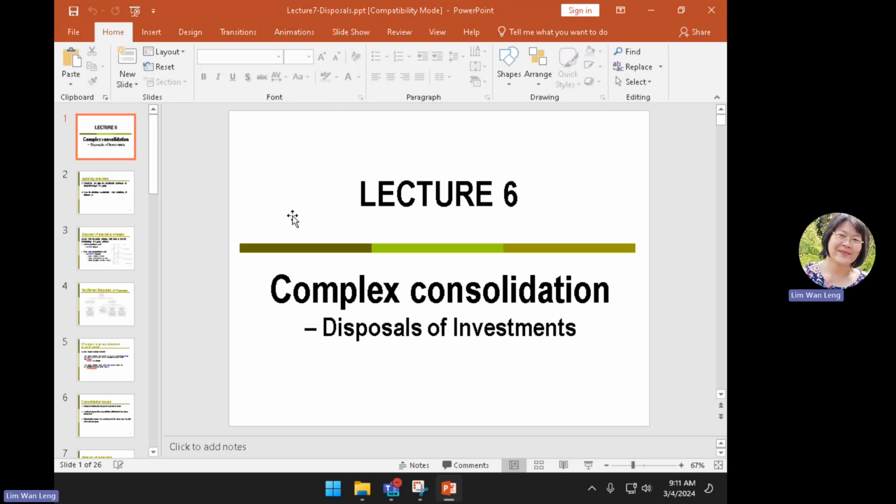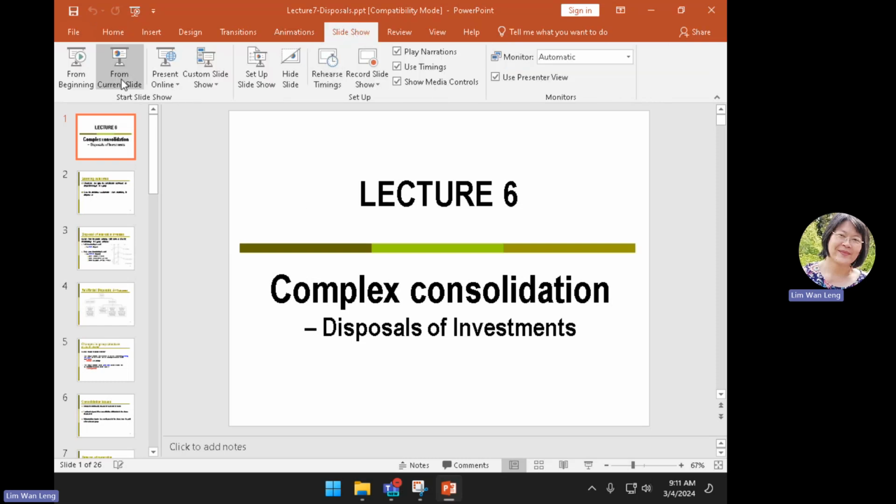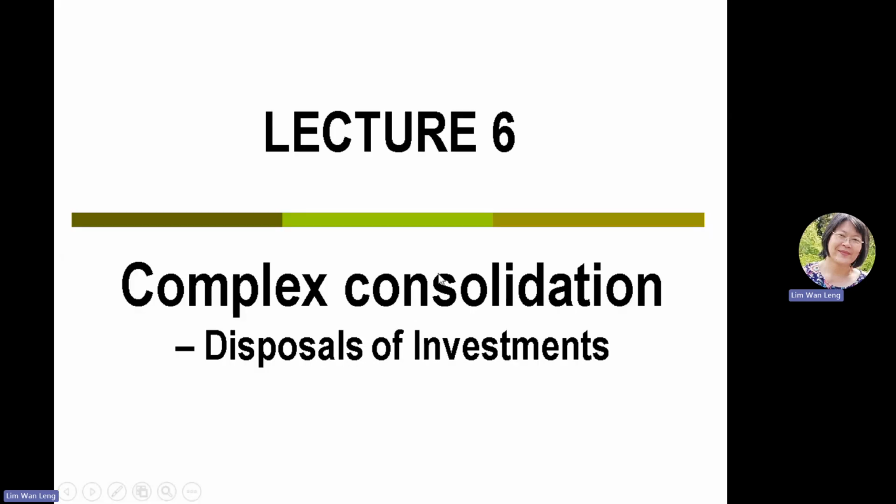Okay, I think we have already finished everything with respect to the step acquisition. So now we can move on to disposal. Of course, like I mentioned before, if you know very well the adjustments with respect to the step acquisition, which means the increases in the shareholding, then when you have disposal of investment, it's just going terbalik, reverse. Because in step acquisition you increase, so you go this way. Then if you have decreases, you just go backwards, okay?